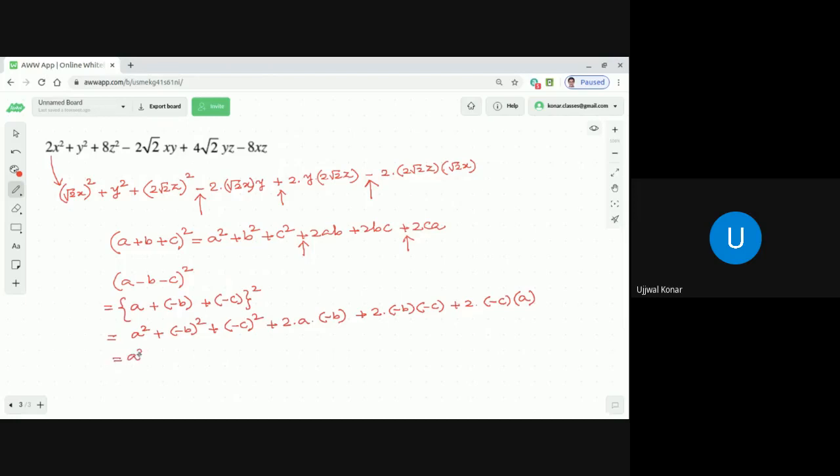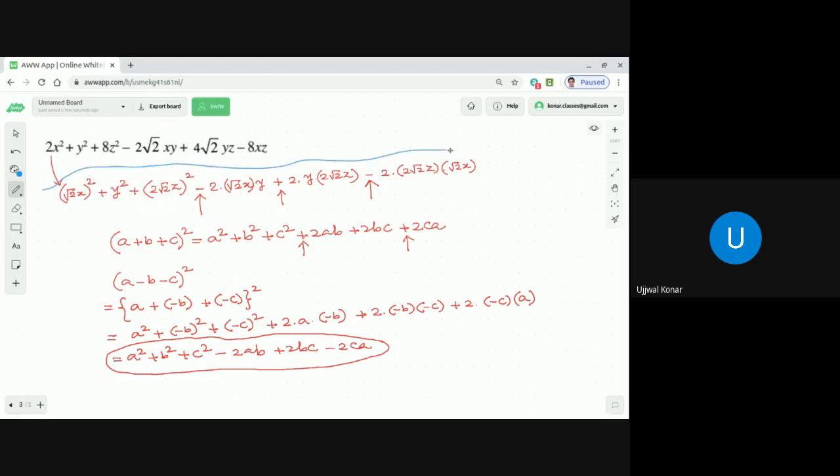So then what you are going to get? Here you will get a square plus b square plus c square. And here you get minus 2ab plus 2bc minus 2ca, which in this case, if you see this expression and this expression, let me use a different color. This expression are same, na? So if we use, instead of a square, minus root 2x whole square. Is it right? Exactly. Exactly. That's what we are going to write now.